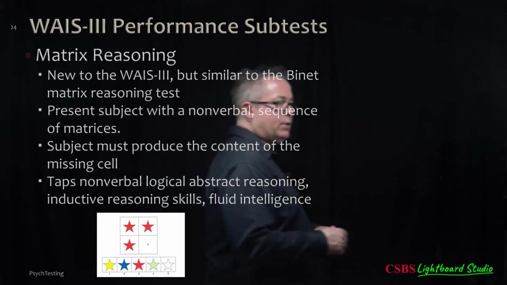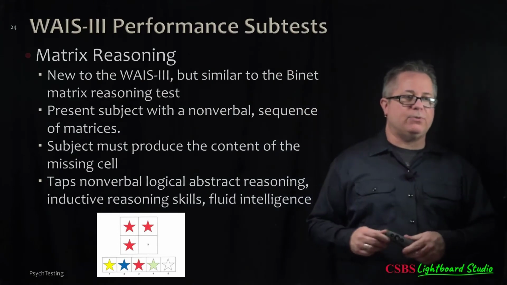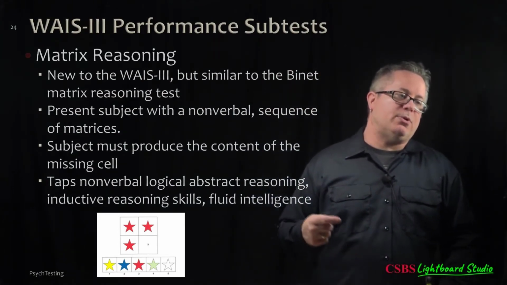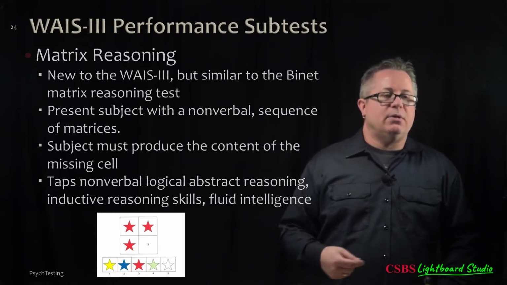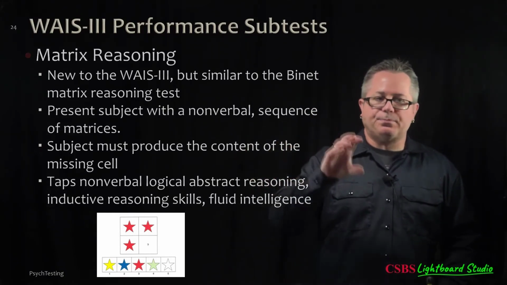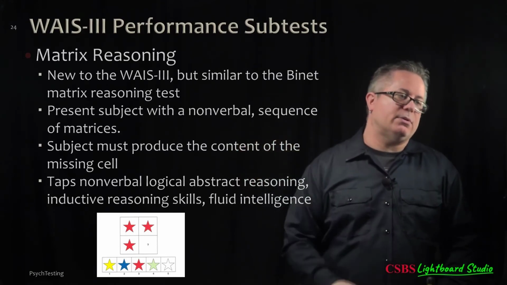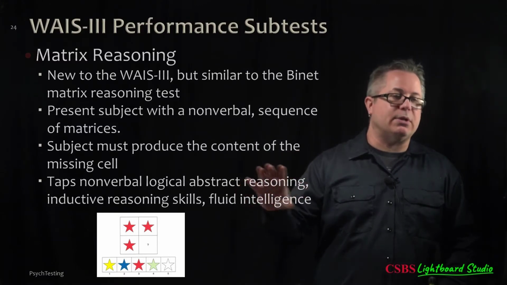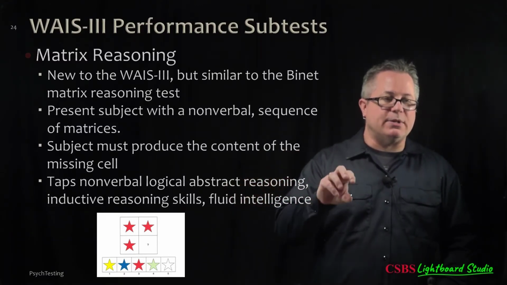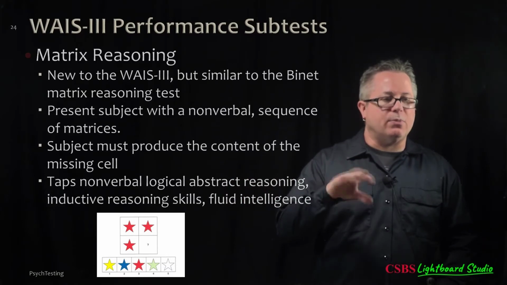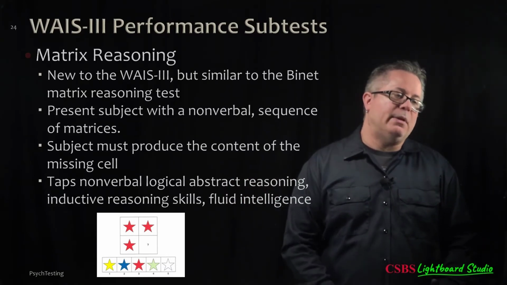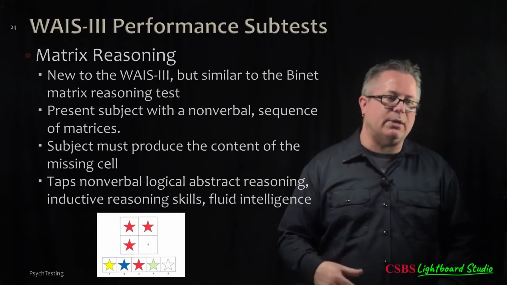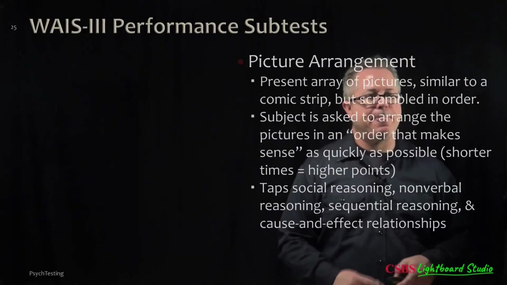Matrix reasoning. This is new to the WAIS-III, but similar to the Binet matrix reasoning test. Present the subject with a non-verbal sequence of matrices. The subject must produce the content of the missing cell. So again, there's some kind of matrix of patterns of things, and based on what the symbols in the matrix look like, there's a missing cell. You have to come up with, okay, what's the thing that's supposed to go in the missing cell? It taps nonverbal logic, abstract reasoning, inductive reasoning skills, fluid intelligence, all those things at the same time.